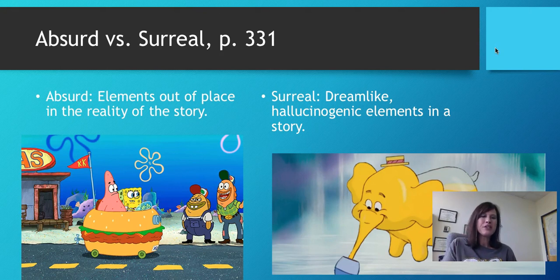We have surreal versus abstract versus absurd. And they're very similar. They're a little harder to tell apart because they're very closely connected. The way I would understand it is when something is absurd, it's where there are things in reality that are just out of place. So, for example, a cheeseburger at the bottom of the ocean floor is a little bit absurd. A sponge with pants and a tie on is absurd.